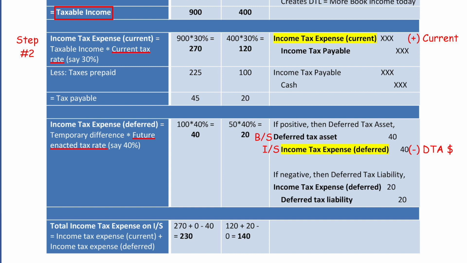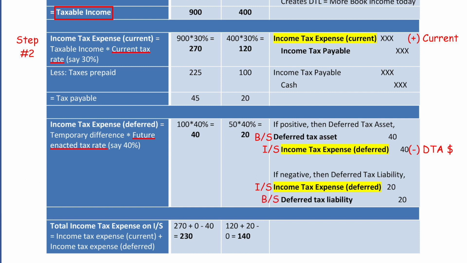Whereas for deferred tax liability, the difference in step number 1, that was $50. Now we're going to multiply that difference by the 40% future enacted tax rate, which gives us $20 of deferred tax liability for the year. Now looking at the journal entry, the debit is to income tax expense deferred, on the income statement, and the credit is to deferred tax liability, which goes to the balance sheet.